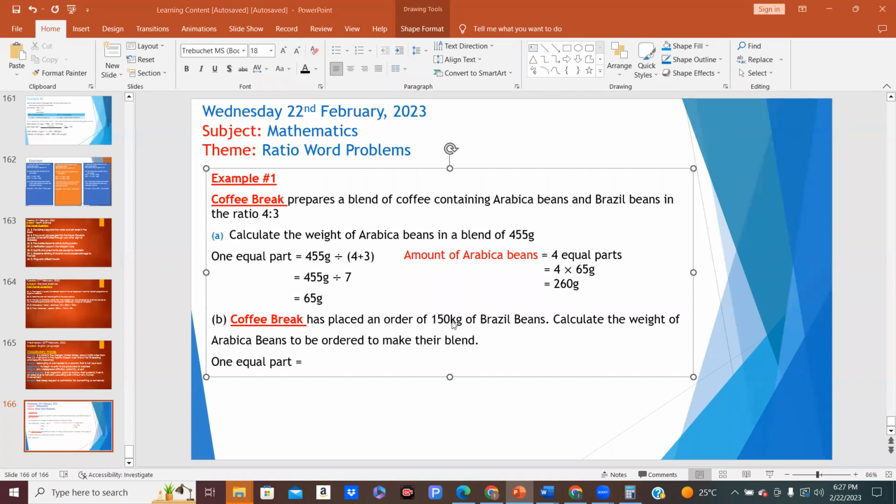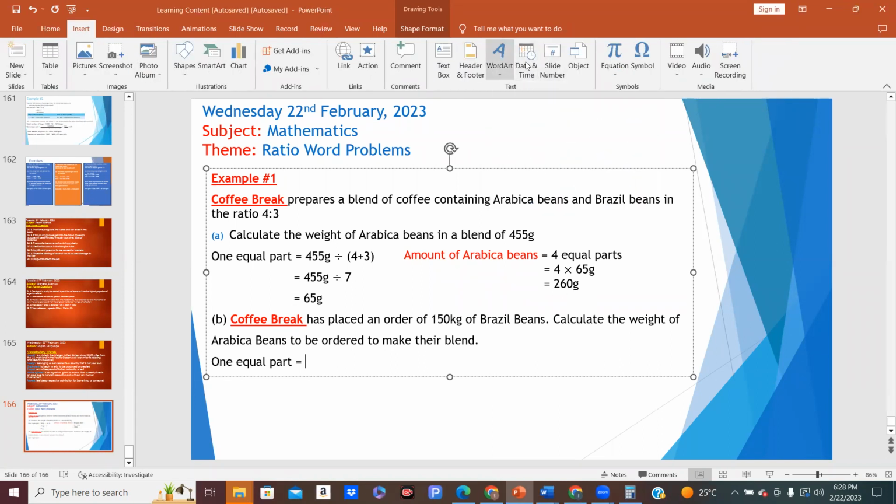All right, how many equal parts is 150 kilograms? Because it's Brazil beans, right? How many equal parts is Brazil beans based on our ratio? Three. So pay attention with me. We know that three equal parts equal 150 kilograms. So if three equal parts equal 150 kilograms, then what is one equal part? 150 divided by three. Yeah. So let's do the division the same way we did it last night.